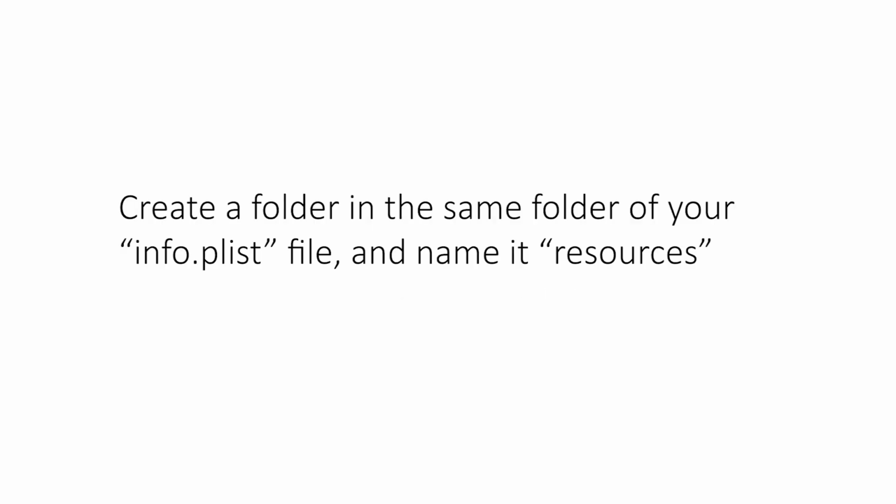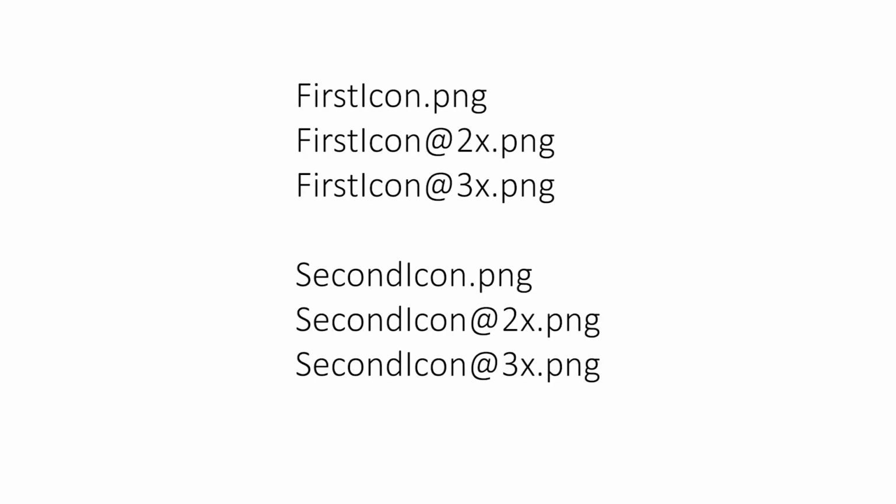Let's go over the technical steps for the process I just talked about. You will need to create a folder in the same folder of your info.plist file and name it Resources. Your icon variations should be then created in that folder in the following format: firstIcon.png, firstIcon@2x.png, firstIcon@3x.png, then secondIcon.png, secondIcon@2x.png, secondIcon@3x.png. You need to create them in the right sizes, of course.